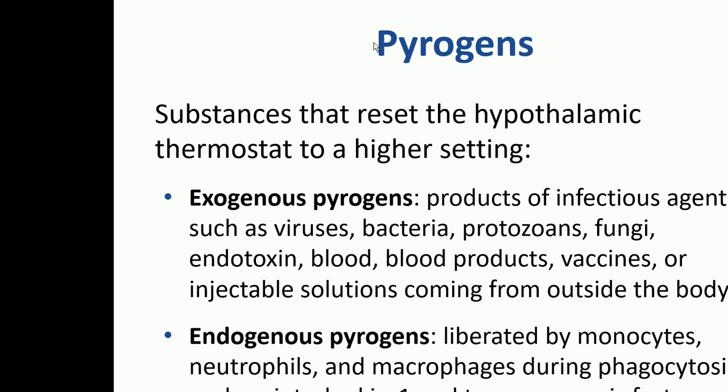Basically, we get fever because of pyrogens. What are pyrogens? They are the ones which can increase body temperature. There can be two kinds of pyrogens: exogenous pyrogens or endogenous pyrogens. Now, exogenous pyrogens are the products of infectious agents such as viruses, bacteria, protozoa, and fungus, and endogenous pyrogens are liberated by monocytes, neutrophils, and macrophages. So endogenous pyrogens means something which is produced inside your body, and exogenous pyrogens means something which is coming from outside.